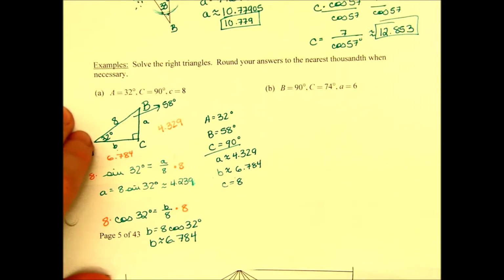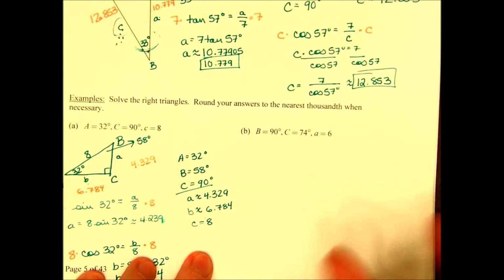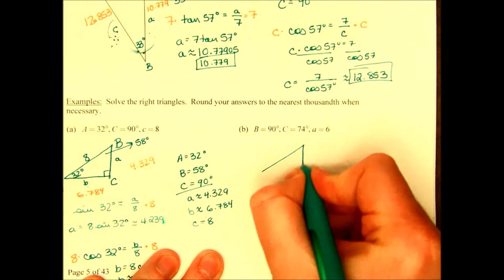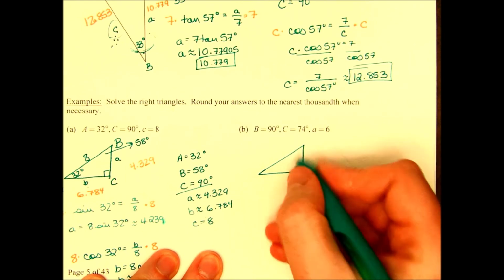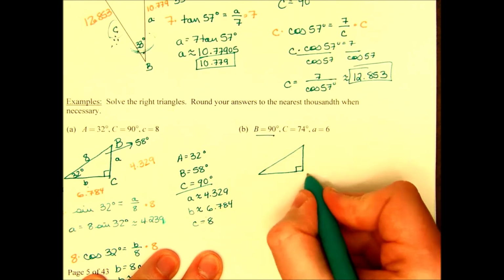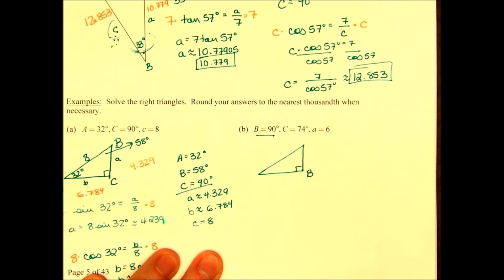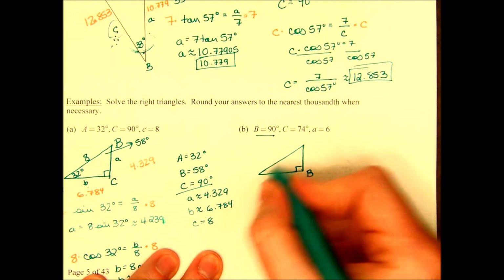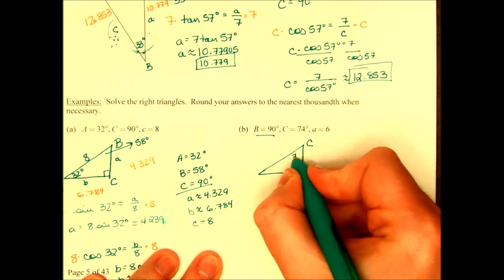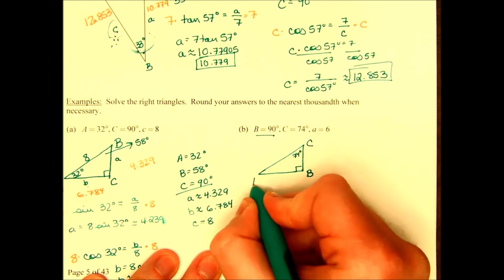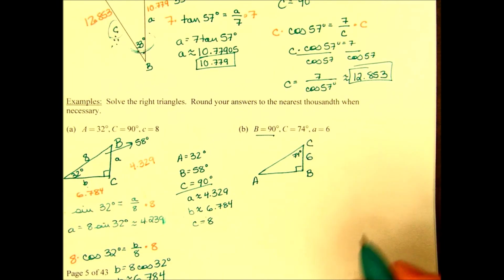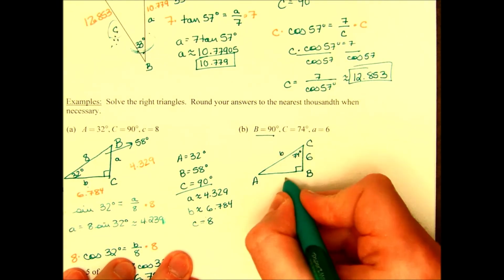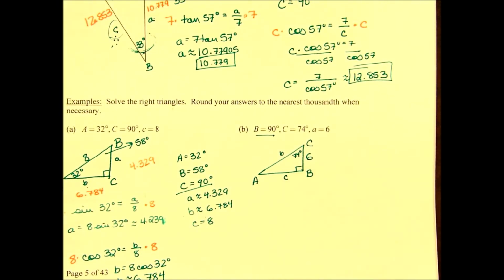One more of these. Letter B, I'm going to draw up my triangle. Let's see. So this time they're telling you that the right angle is capital B, so I'll label that as B. C is 74. I guess I'll put C up here. I'll call that 74 degrees. Here's capital A, and I know what's across from A is 6. Hypotenuse is little b. Adjacent is little c.